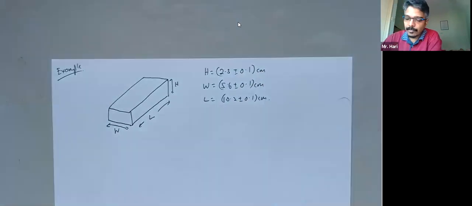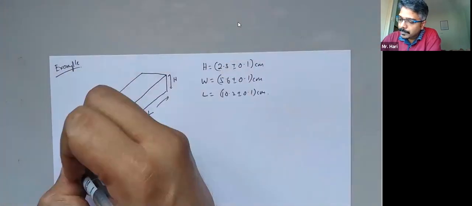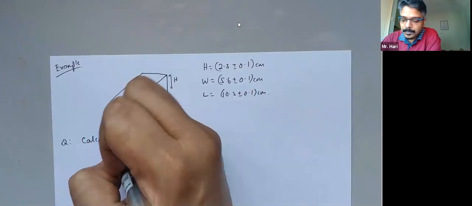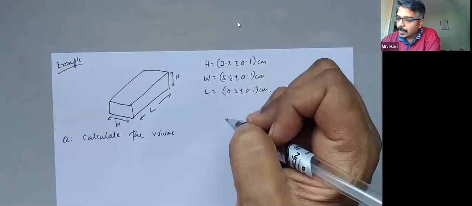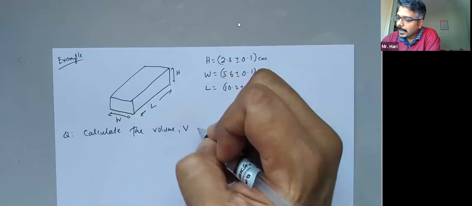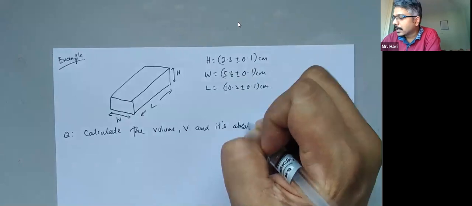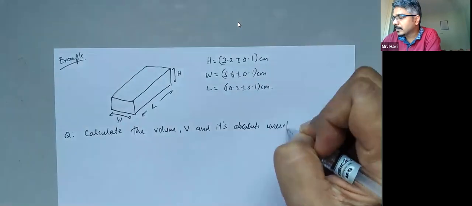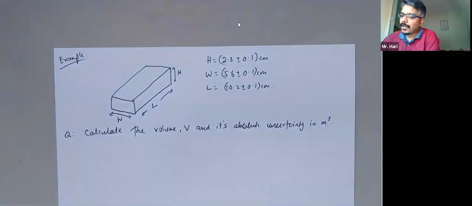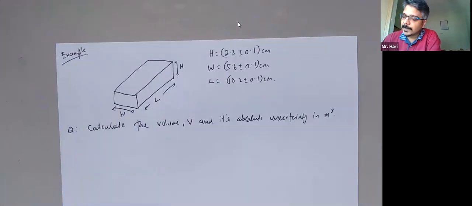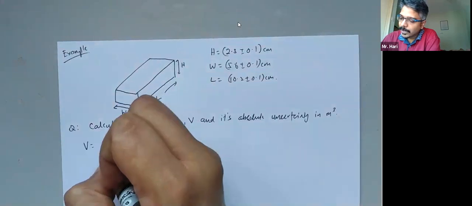Okay, and if you're asked to calculate the volume V and its absolute uncertainty in meter cube. Okay, so let's look at the steps. The first step is that we have to find out the volume. Volume of a cuboid is length times width times height.